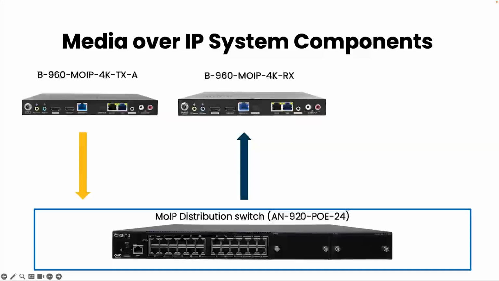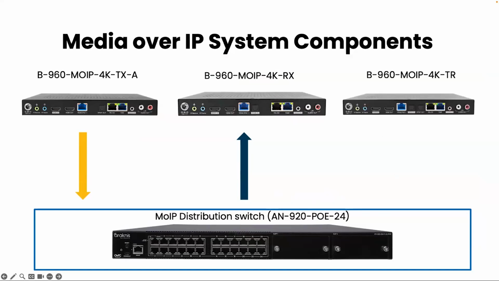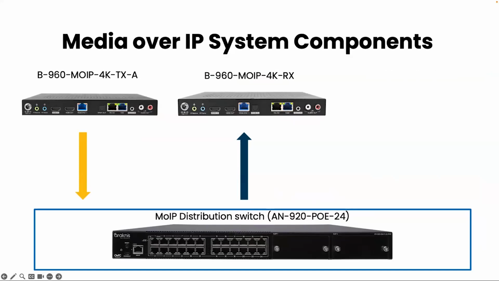So to explain our next product, you're likely familiar with the typical components that make up a media over IP system. You have a media over IP distribution switch, and you have some endpoints. Typically, you have a transmitter for each source that you want to distribute, and a receiver at each display device. So the transmitters are going to convert an HDMI signal to digital packets and send this source stream to the distribution switch, which is going to forward the stream to each subscribed receiver, where the stream is converted back to HDMI for viewing.